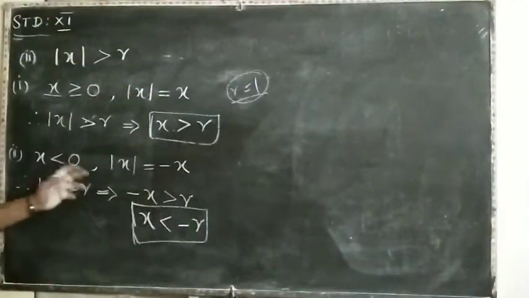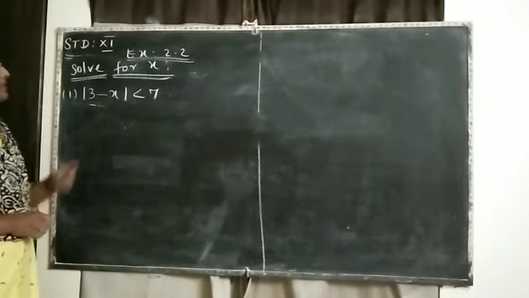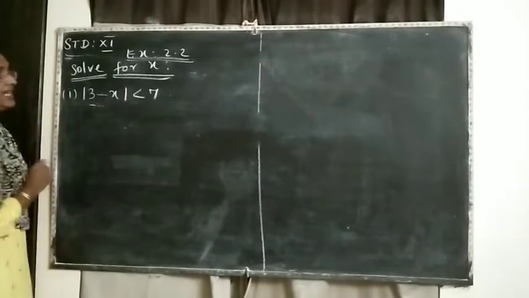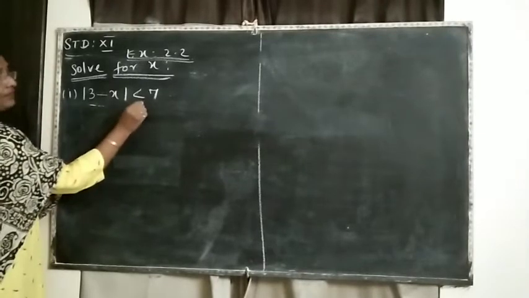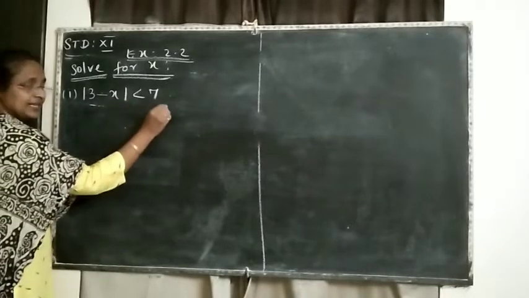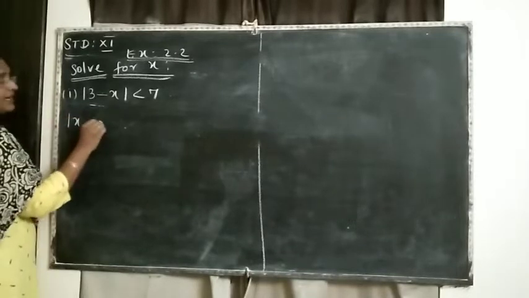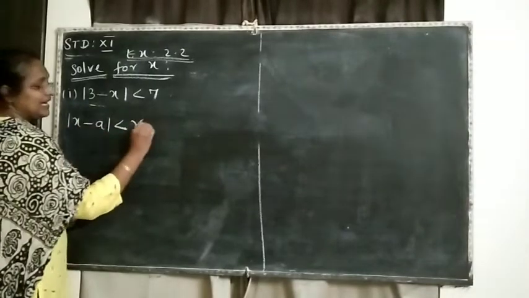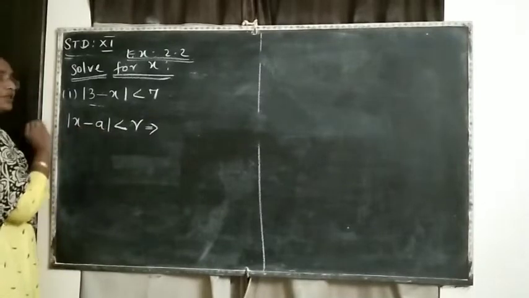Now shall we do the sums based on this property? Okay students, let's discuss the sums of exercise 2.2. Now first sum, solve for x modulus of 3 minus x less than 7. As I told you already, first look into the question properly and check for the inequality. Now modulus of 3 minus x is less than 7. This is exactly according to the property modulus of x minus a is strictly less than r. If this is so, we can demand now the value of x minus a will lie between minus r to plus r.